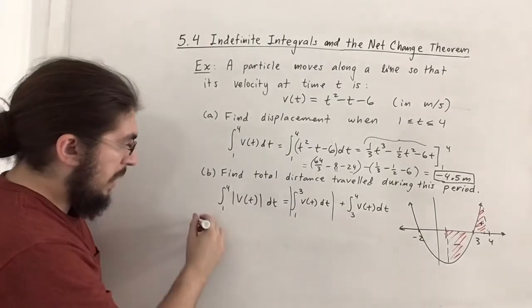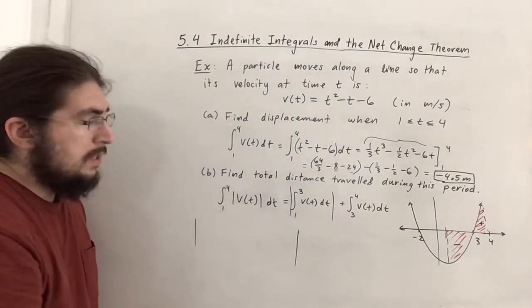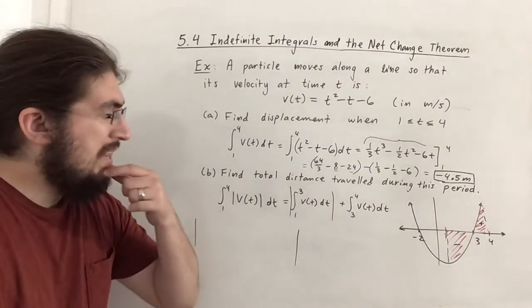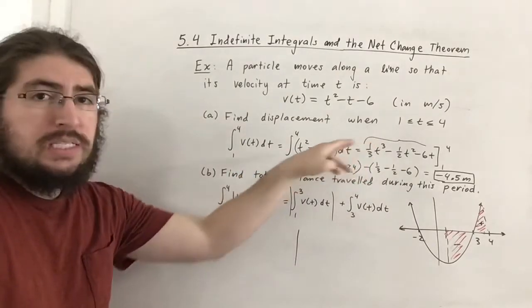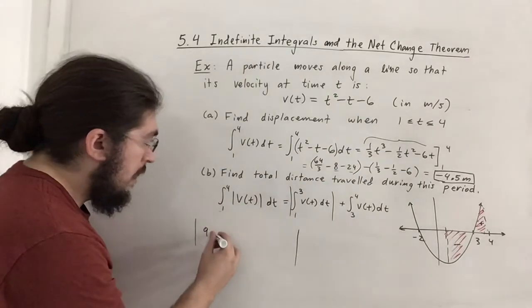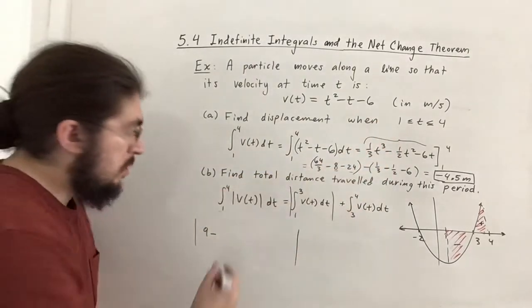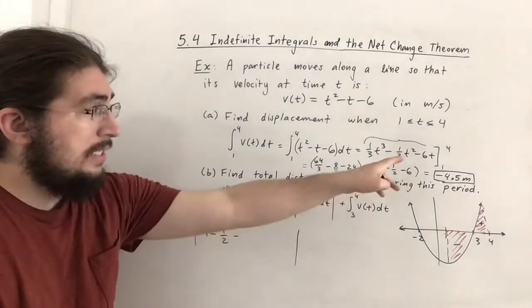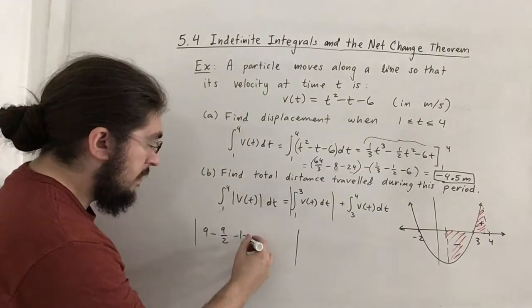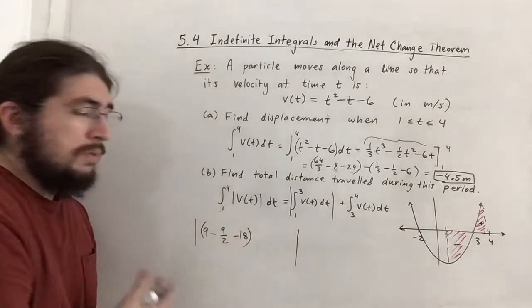So for the first guy, it's going to be the absolute value of, when you evaluate that at 3, I'll do it in my head a little bit. 3 cubed is 27 over 3 is 9. Minus 3 squared is 9 over 2 is 9 halves. And then minus 6 times 3 is going to be 18. So that's the first evaluation, that's plugging in 3.